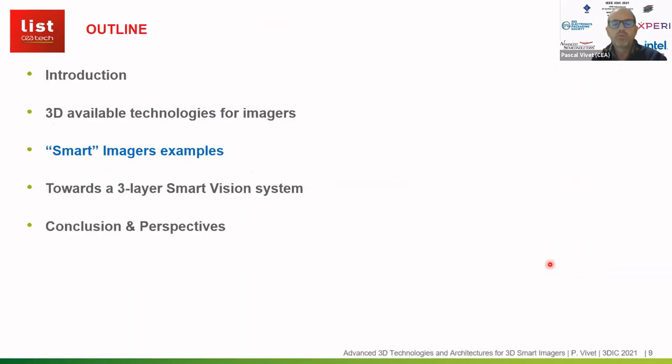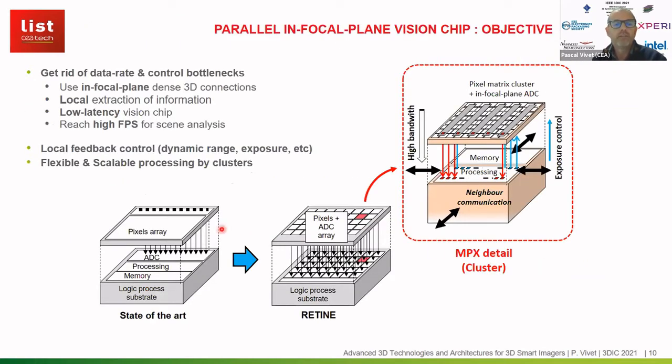So what we are proposing is to get rid of the data rate and control bottlenecks which are used today in the state of the art, and to have a fully distributed, in-focal-plane architecture. The idea was to have distributed pixels and an ADC array, with distributed computing capability on the bottom, so that we can have a direct connection between a group of pixels. Of course, this is not one single pixel, but a group of pixels with an SIMD PE engine that would be able to implement that.